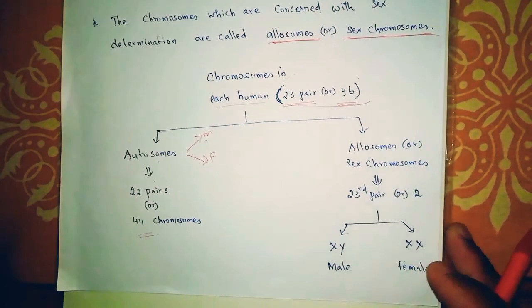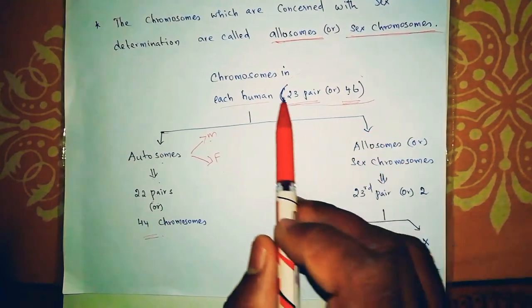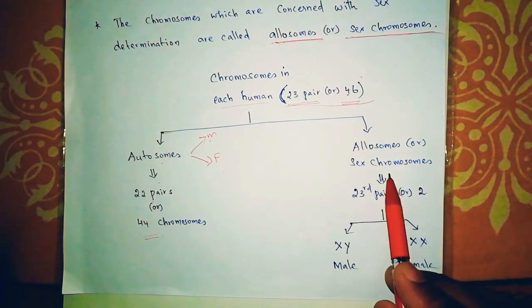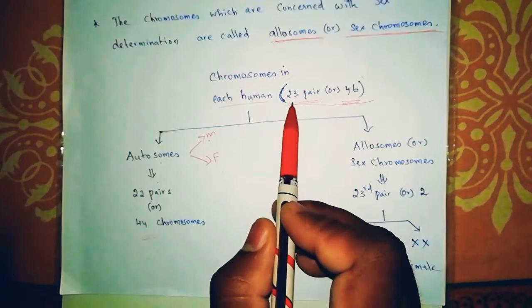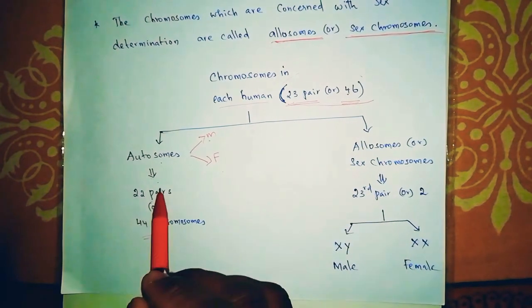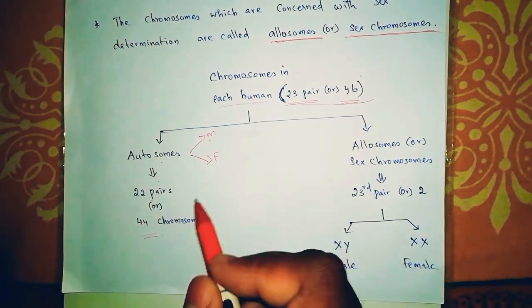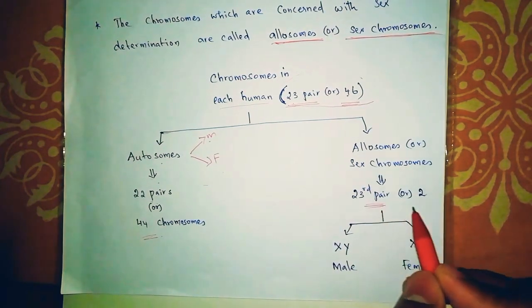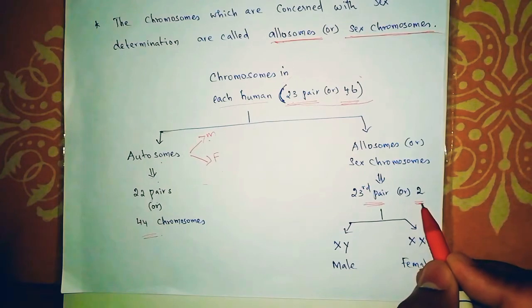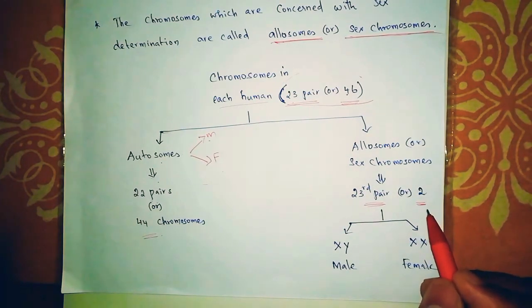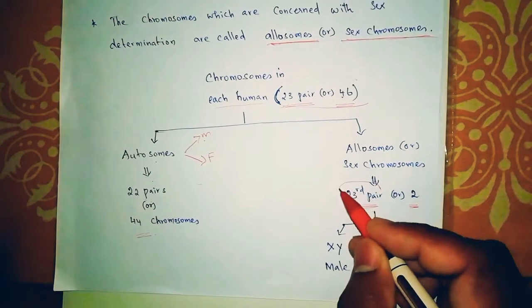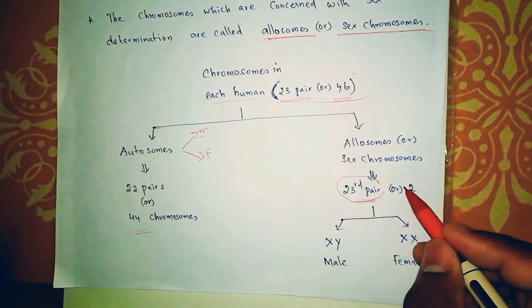But allosomes, that means each and every human has allosomes or sex chromosomes also. And what is this sex chromosome? I said 23 pairs; 22 pairs came here, so the 23rd pair, that means the last pair, is here. That means the two chromosomes which are mainly involved in determining the sex of a baby. That is the last chromosome pair, the 23rd, in other words two chromosomes.